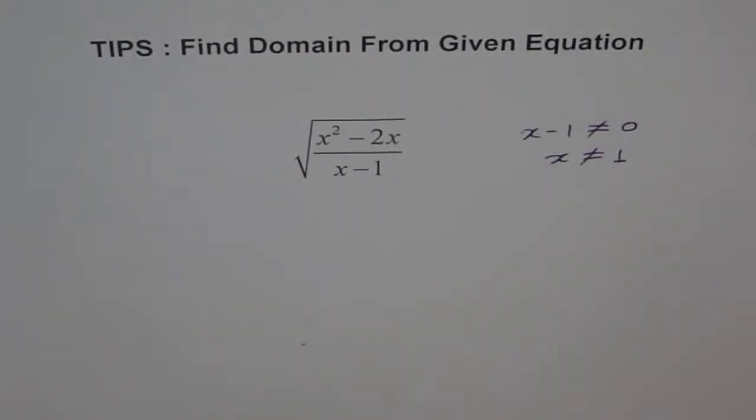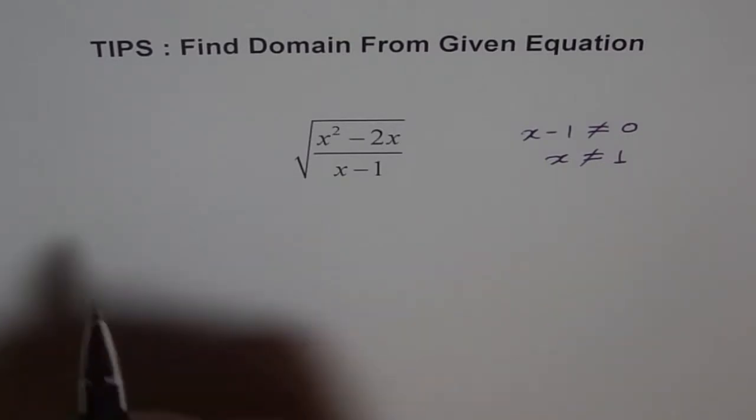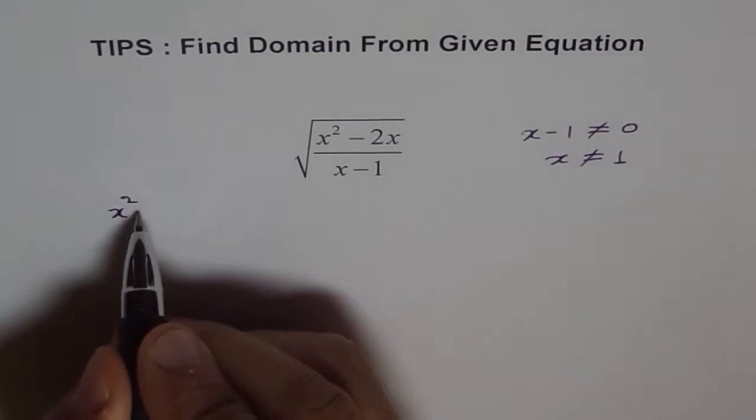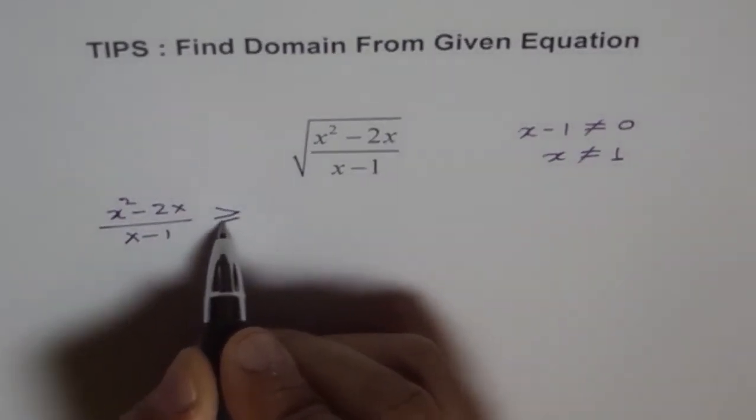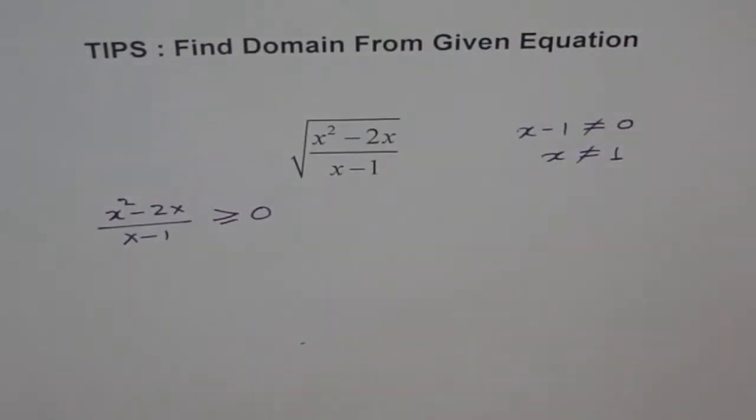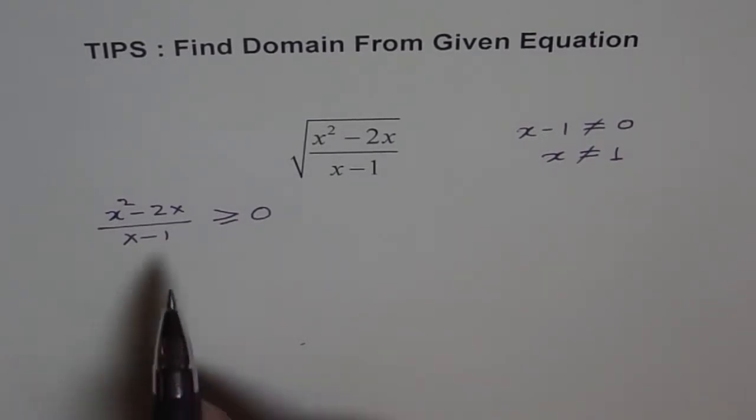Now another thing which you know about is that within the square root should always be a non-negative number, correct? So that is to say that x squared minus 2x over x minus 1 should be greater than or equal to 0, correct? So it's a non-negative number under the square root. Now, you've done the inequalities, and so now you're in a position to find what values of x will make it 0 or positive, okay?